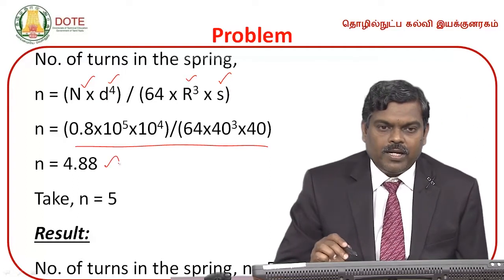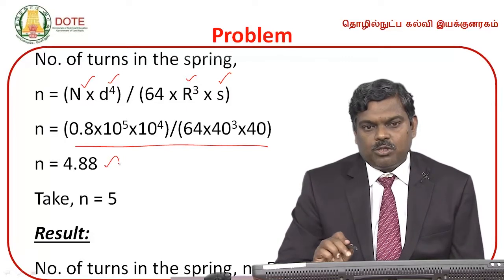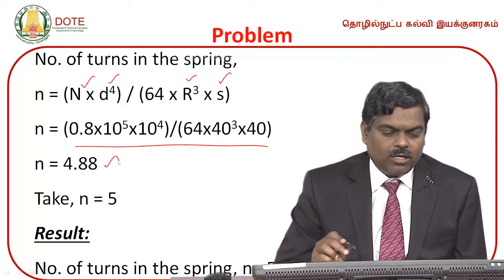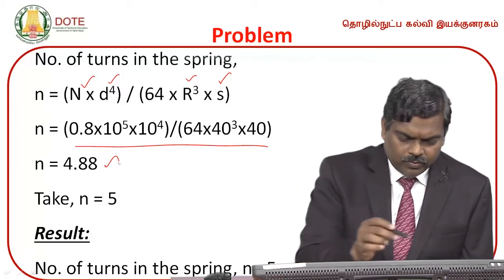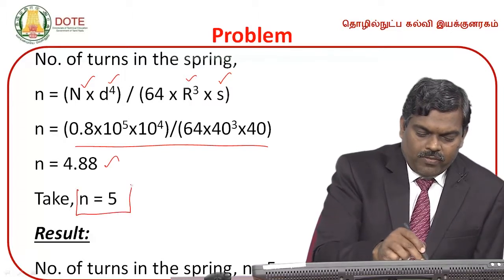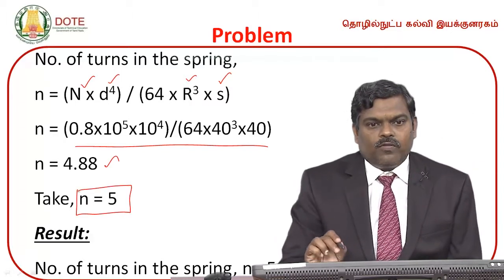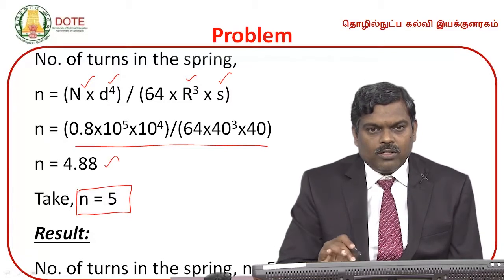நமக்கு என்ன கிடைக்குது அப்படின்னா number of turns in the spring is 4.88. But always it should be a whole number. எத்தனை காயில் இருக்கணும் அப்படின்னா it should be in a whole number, முழு எண்களாக இருக்கணும். So we are assuming n is equal to 5. So number of turns in the spring n is equal to 5.